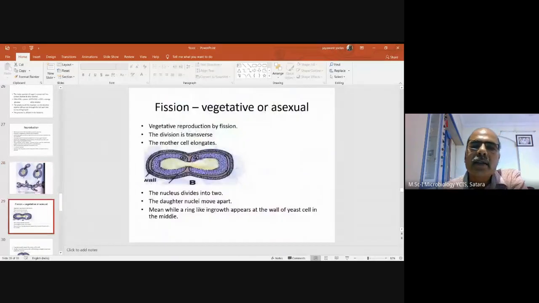Then next is fission, a vegetative or asexual form of reproduction. Vegetative reproduction by fission: the division is transverse. The mother cell elongates, and the nucleus divides into 2 halves. The daughter nuclei move apart. Meanwhile, a ring-like outgrowth appears at the wall of each cell in the middle.